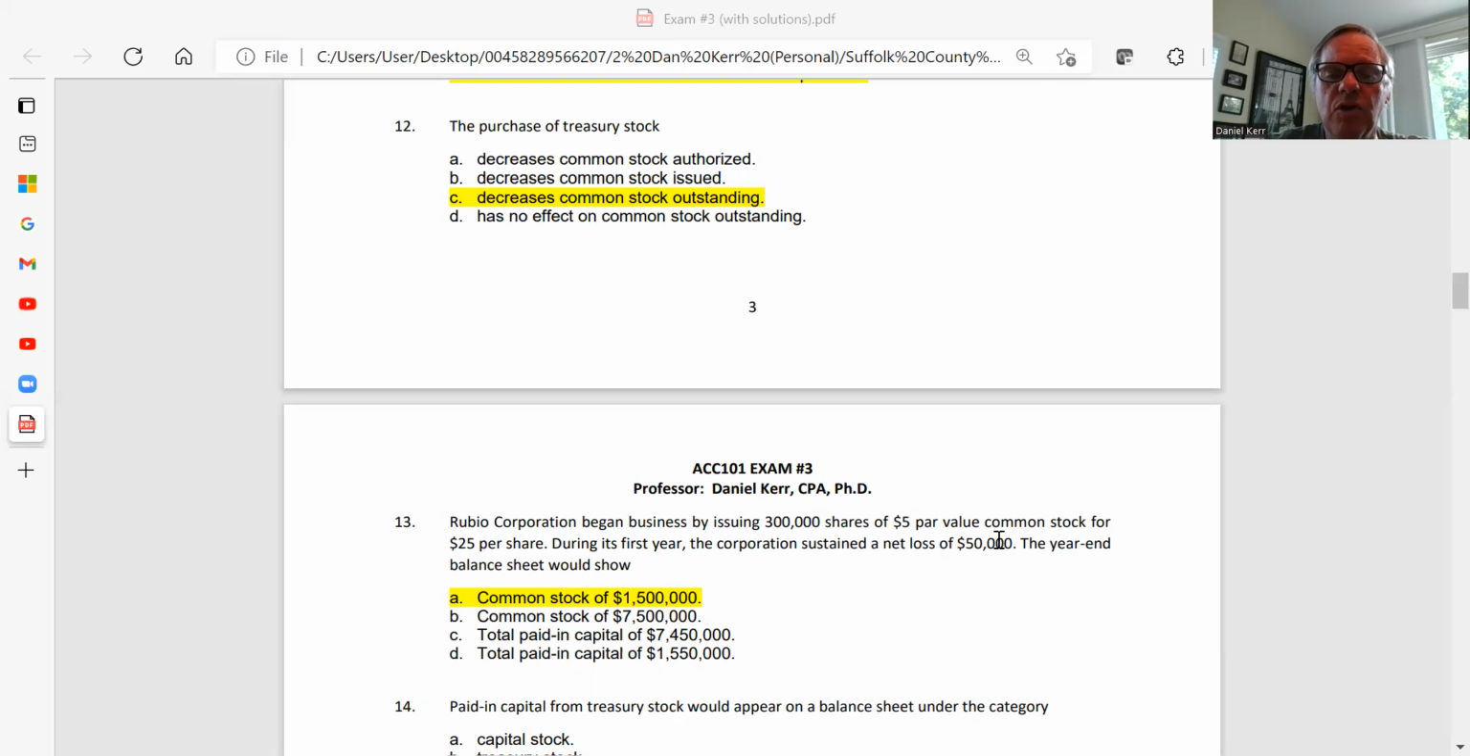So of the available choices there, the only one that is correct says the year-end balance sheet would show common stock of $1,500,000. So yes, you did receive $7,500,000, but you needed to allocate that between the common stock and the paid-in capital in excess of par value. So the correct answer there for 13 is A.